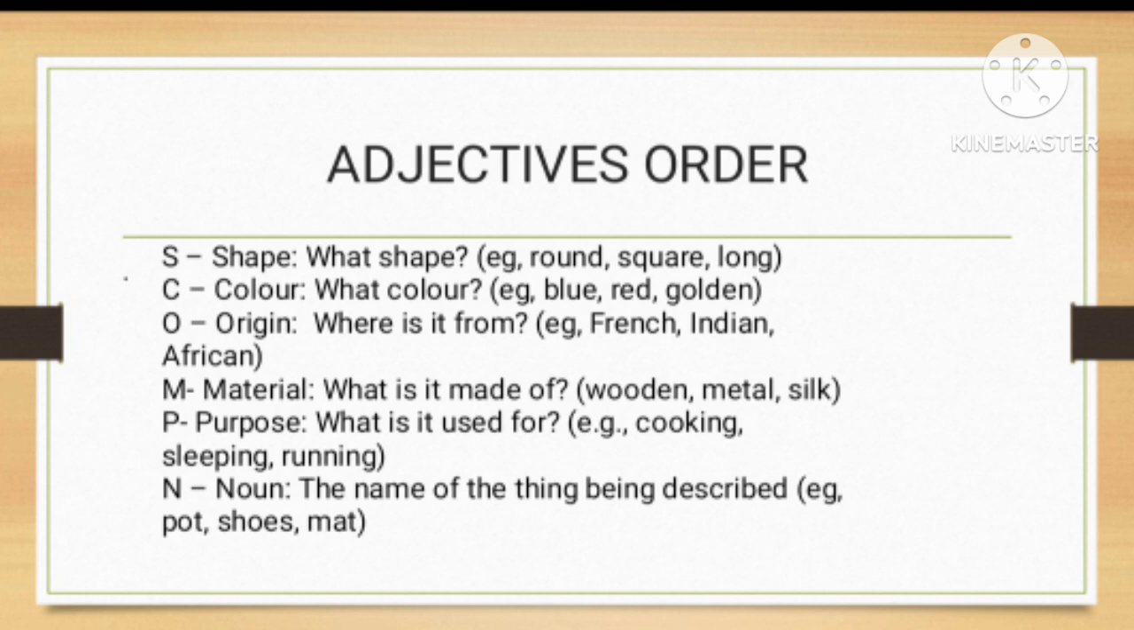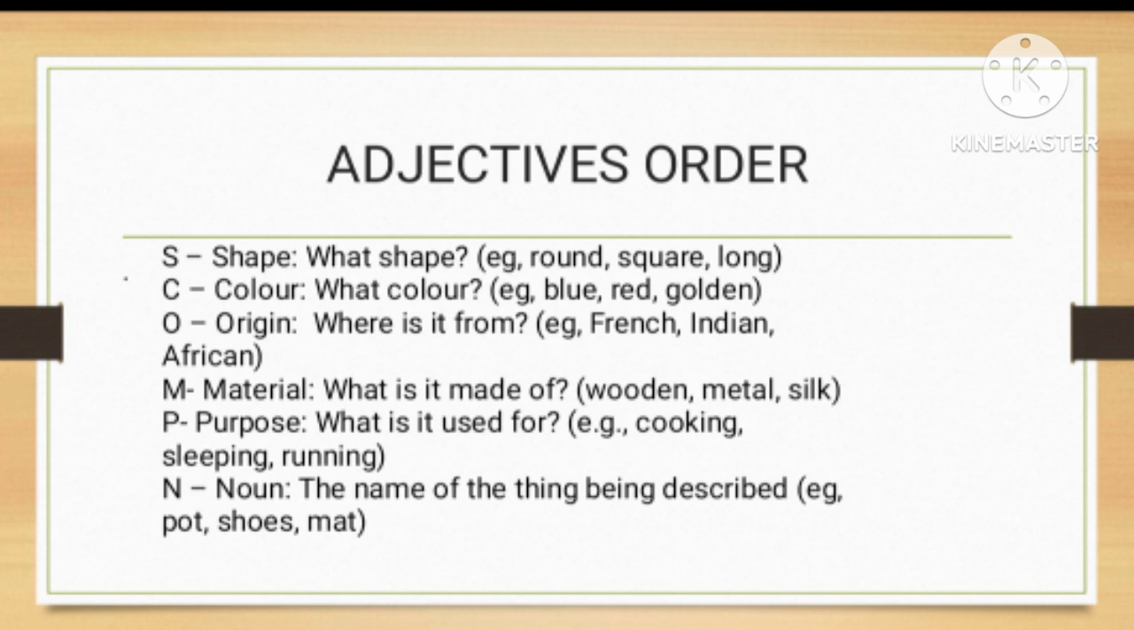After color we have origin. Where is it from? Is it French? Is it Indian? Is it American? Is it African? The noun that is being talked about, where is it from? Now after origin, the next thing we have is material. What is it made of? Is it made of wood? Is it made of metal? Is it made of silk?